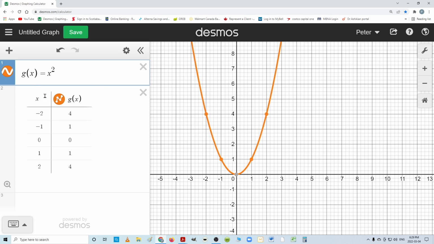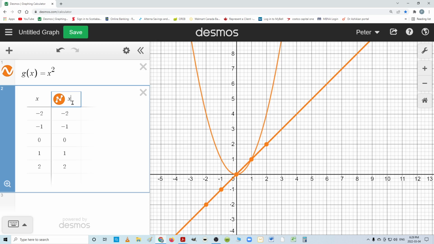And I don't know why it's not lighting up. Let's just try it like this. Will it light up now? Yeah, it will. Good.